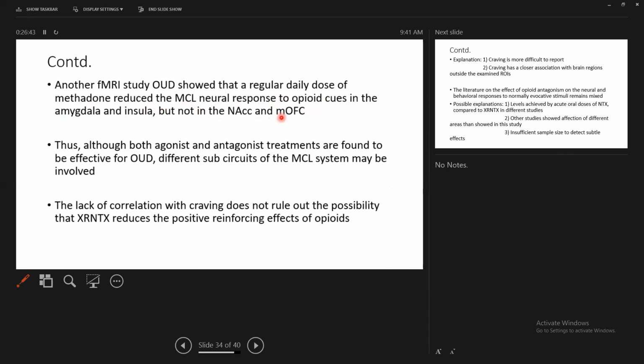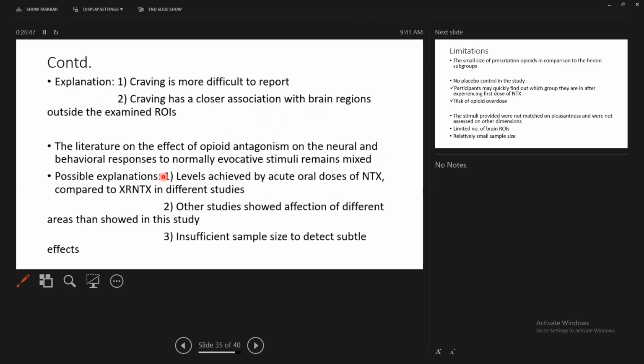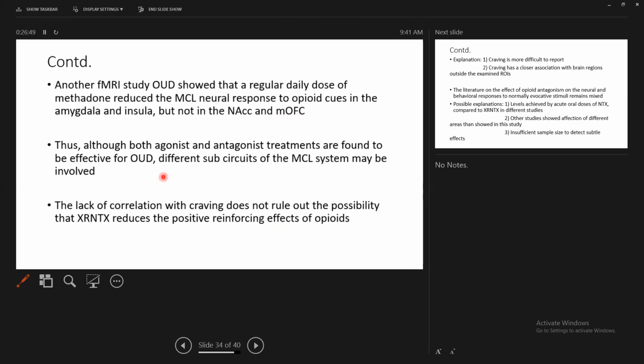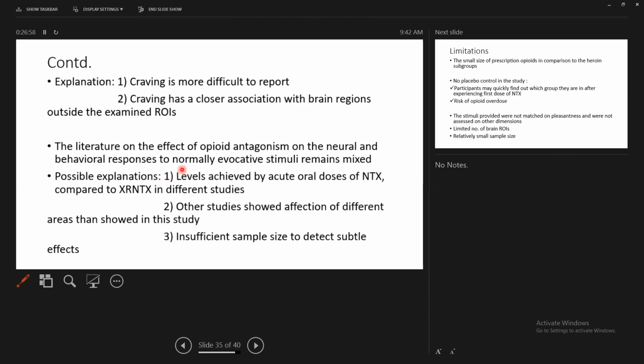So this is going against this article. Okay, so those things they have observed. They have also tried to give explanations for our correlation with craving at the end: no one's correlation with craving itself came out, so they tried to explain it. Craving is much more difficult to report and craving has a closer association with other ROIs, other brain regions which are not studied. That is the correlation explanation they have tried to give.